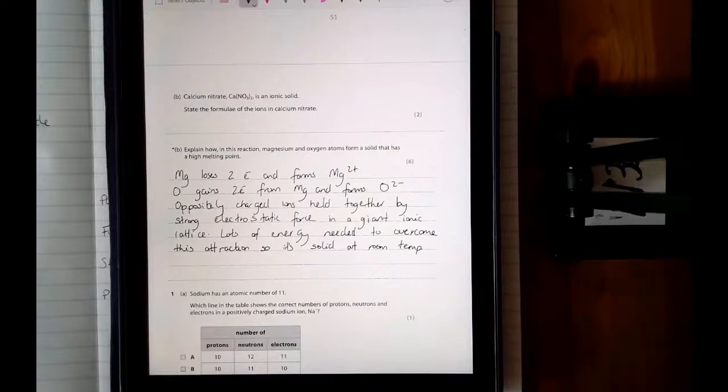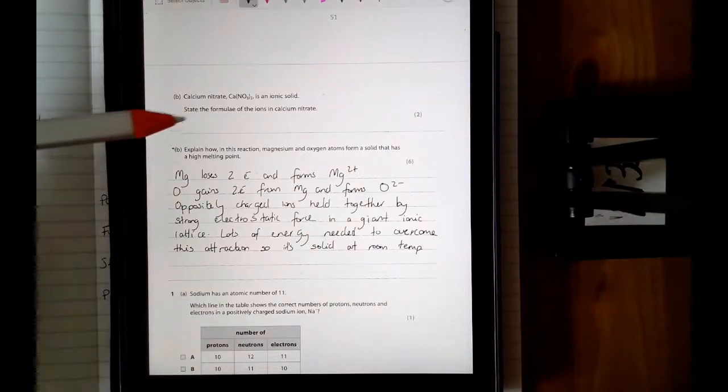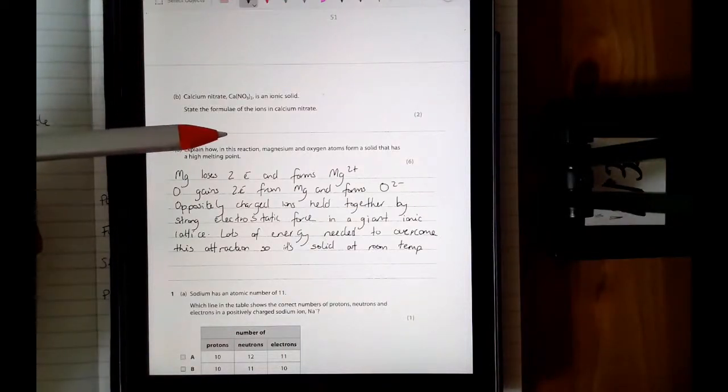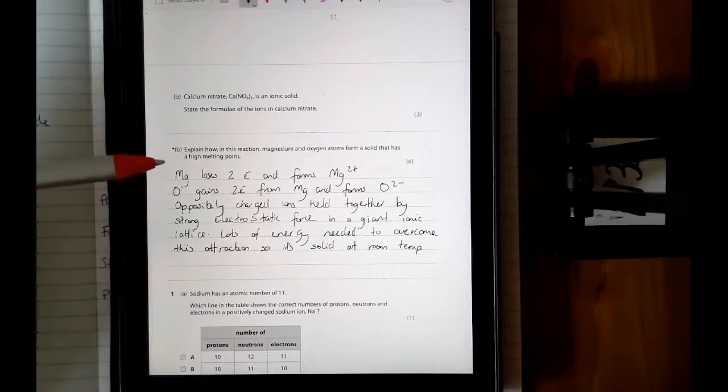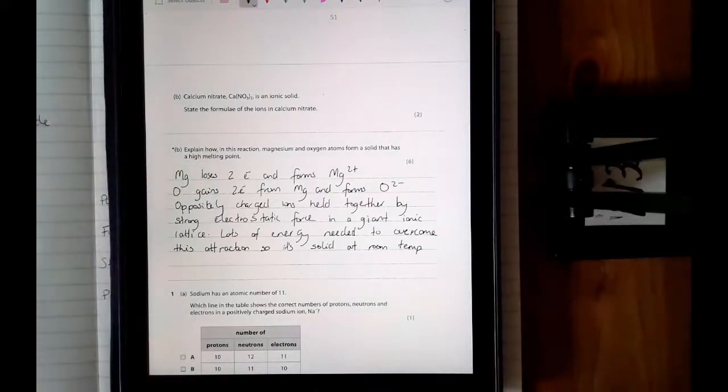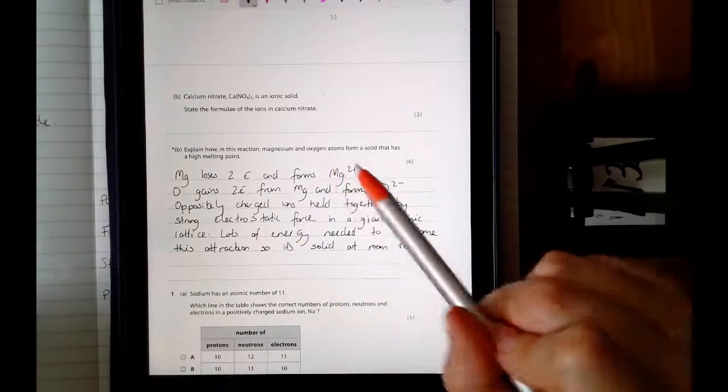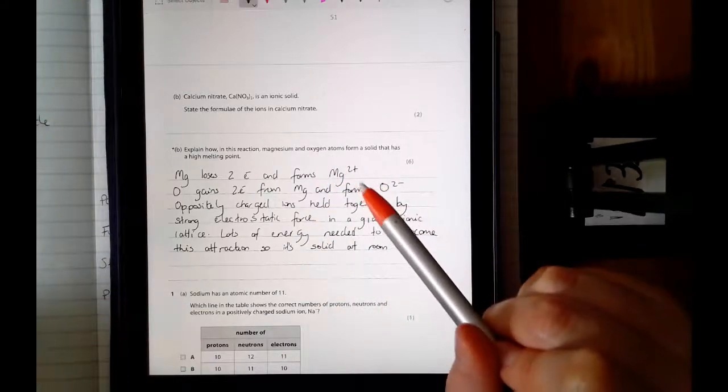Okay, so I've written an answer, okay? It wants to know how magnesium and oxygen react. So my first point is just about the transfer of electrons. Magnesium loses 2 electrons because it's in group 2 and forms Mg2+. Oxygen then gains those electrons, so it gets them from magnesium and forms O2-. So that's how they react with each other.